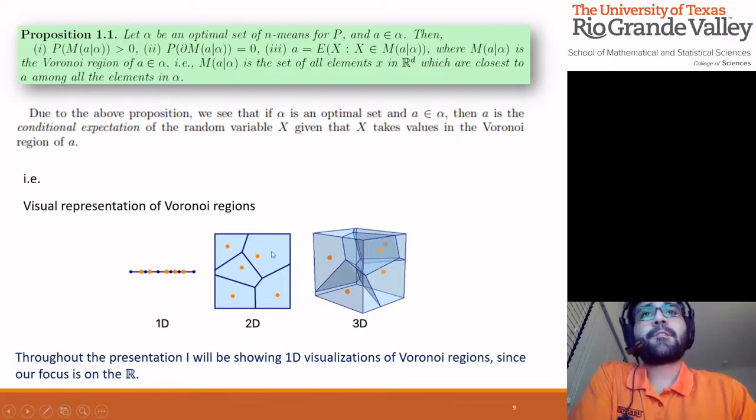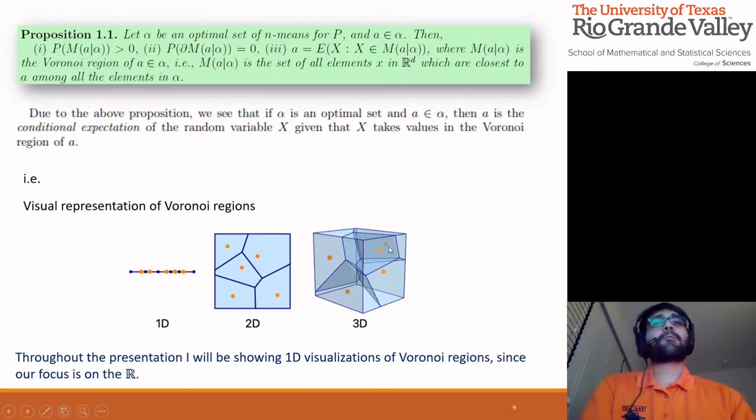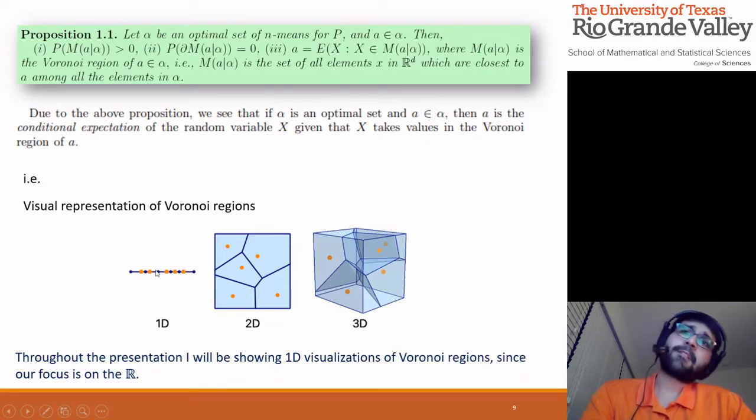So here you can see how some regions emerge. Every point in this region right here has a minimum distance to this quantizer right here. Now you can observe that we can have the Voronoi region in 3D and in 1D. In fact, throughout my presentation, I will show you a lot of 1D visualizations of the Voronoi region, because our research will focus on one dimension.